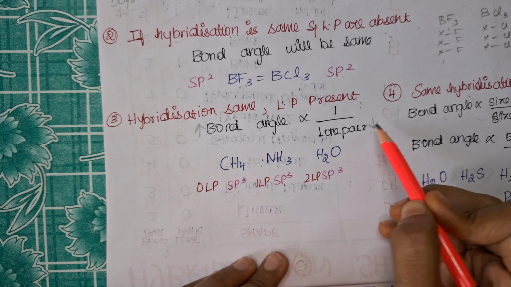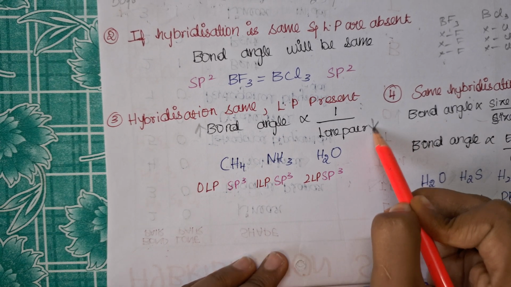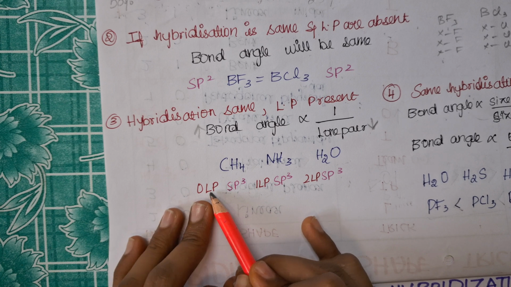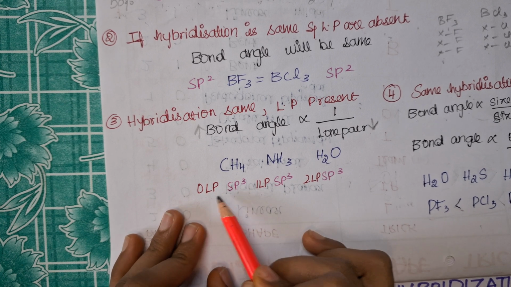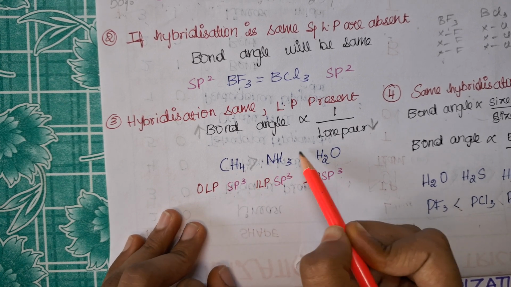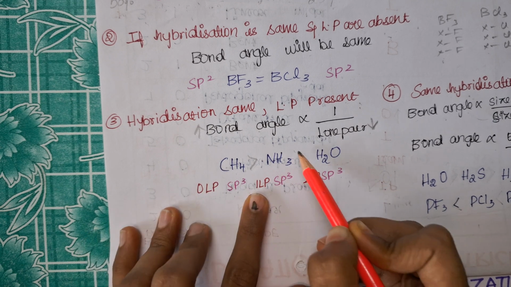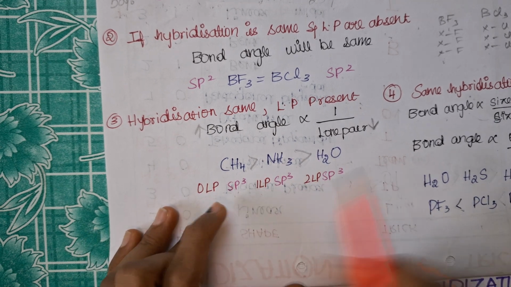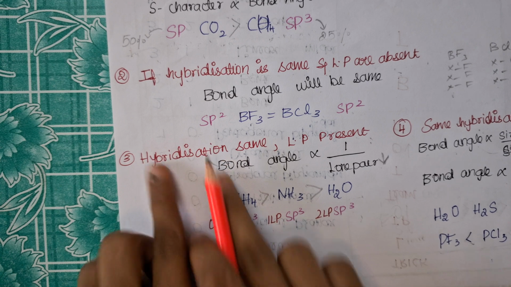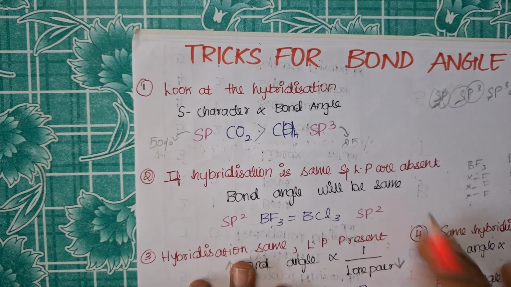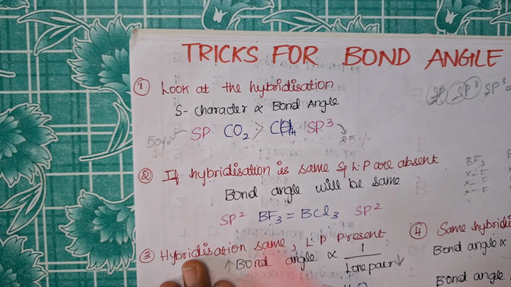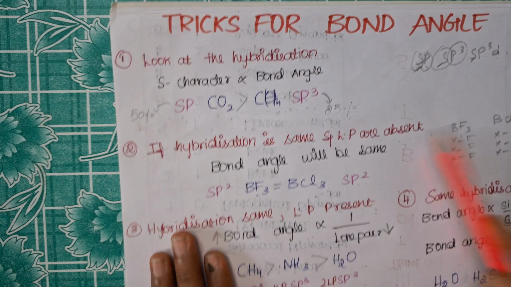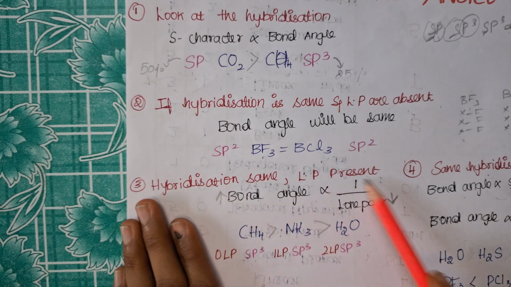See, if lone pair decreases, bond pair will increase. So which one has the least lone pair, or 0? CH4. So this will have the greatest bond angle. The next one is NH3. Likewise, you have to calculate when the hybridization is same and lone pair is present. So this is for different hybridization, this is hybridization same with lone pair absent, and this is hybridization same with lone pair present.